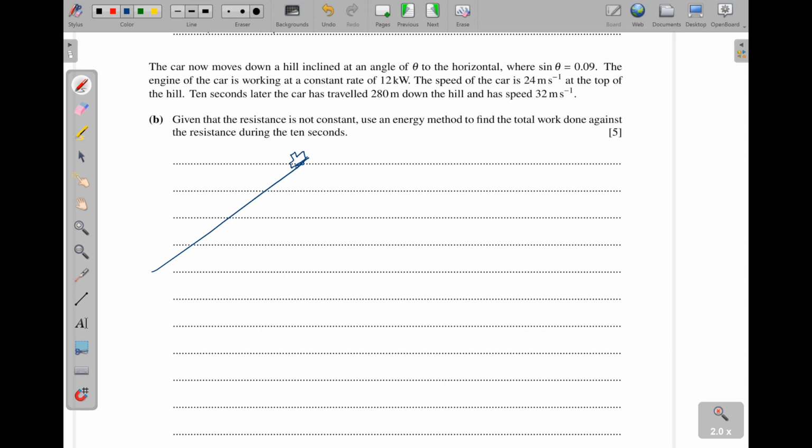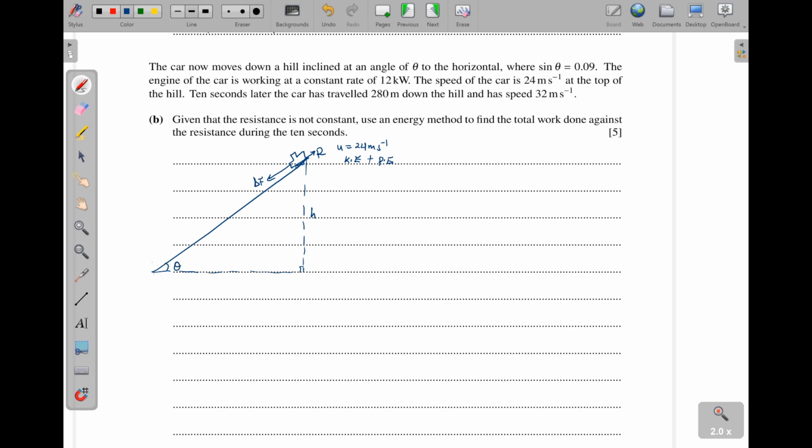Now this car is sliding down, so it has the driving force, and it also has a resistance force which we need to look for. Since it starts with a speed of 24 meters per second, there is kinetic energy due to this speed, but there is also potential energy due to the vertical height generated. The angle here is theta.